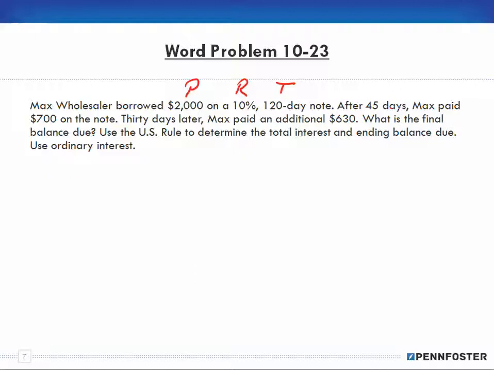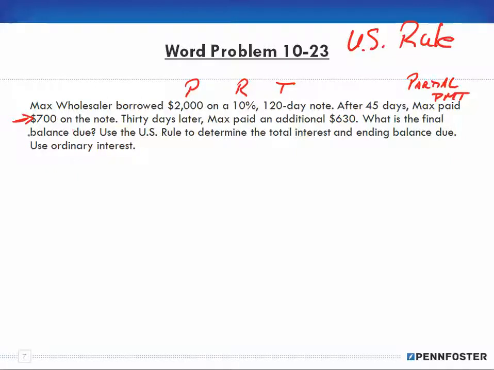It says after 45 days, Max paid $700 on the note. So that's a partial payment. And when we have a partial payment, what do we have to consider? We have to consider the U.S. rule, which means whatever payment there is, a portion of that payment gets applied to the interest first, and then the remainder gets applied to the principal.